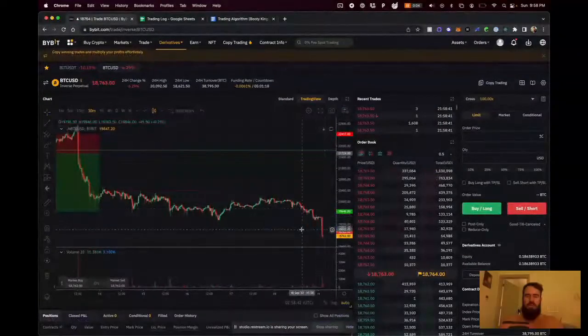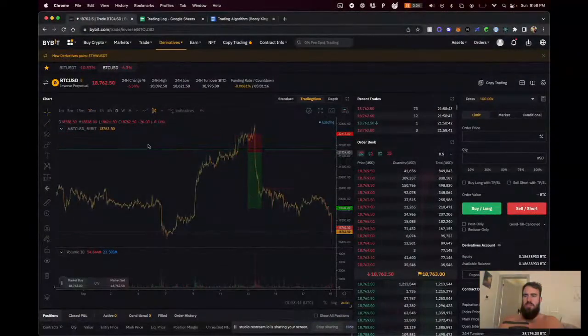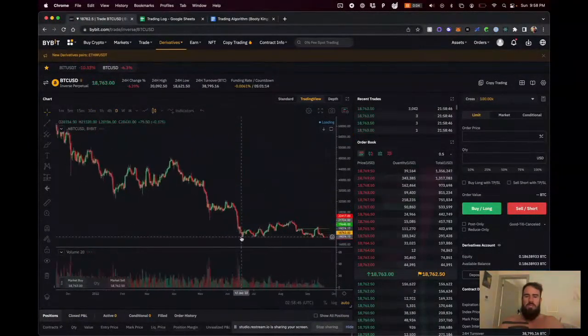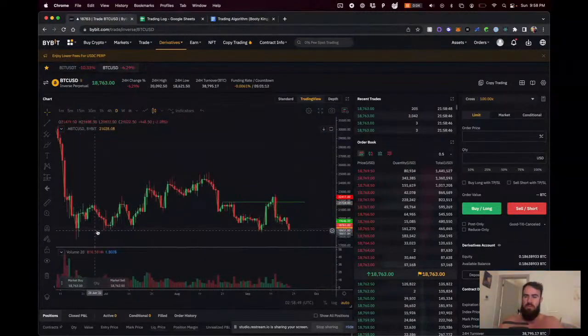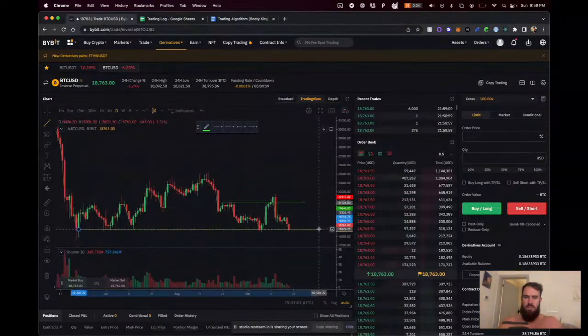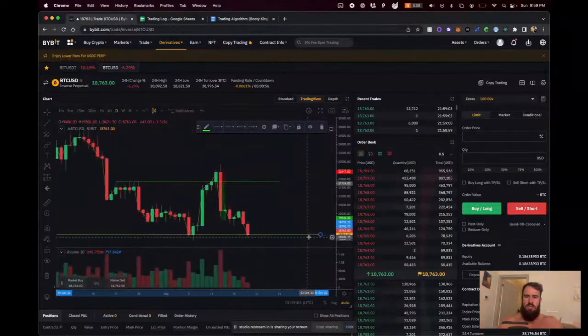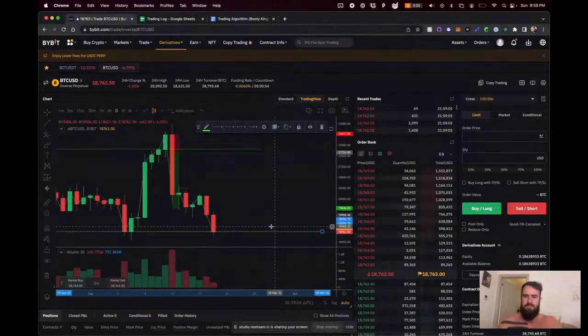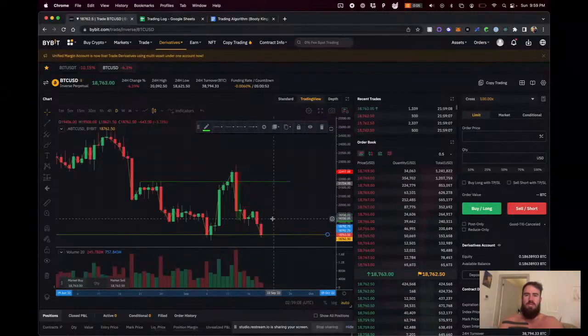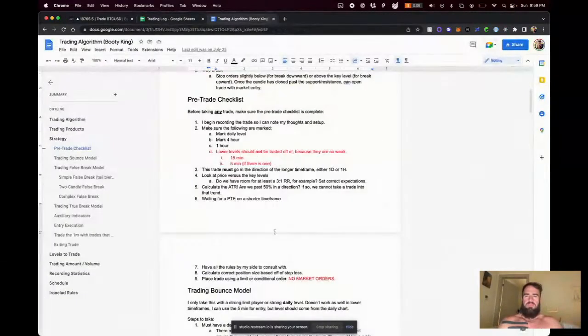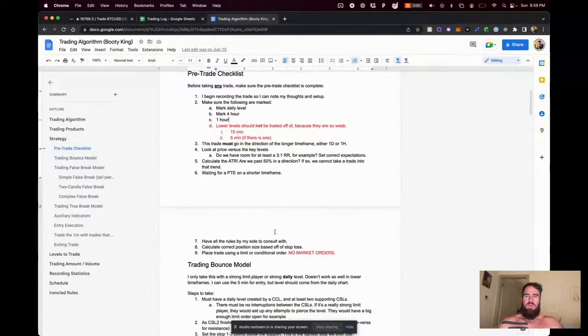I actually need to re-put in the entry I just had. So this is the level we talked about earlier. This is the false break. This is a 2-candle false break, and then confirming. So let's go ahead and draw that in. And this is the false break that we're looking at right now. Just to talk through that.